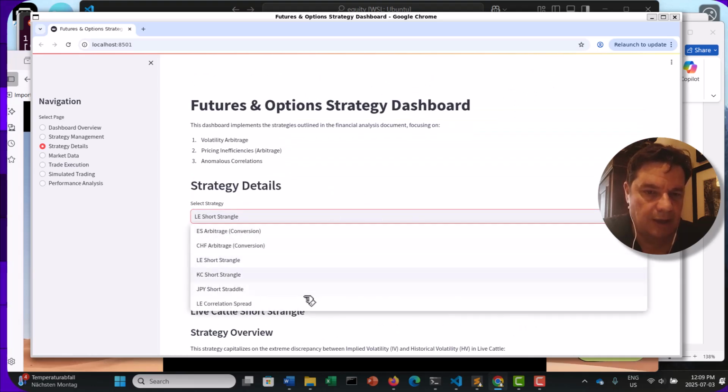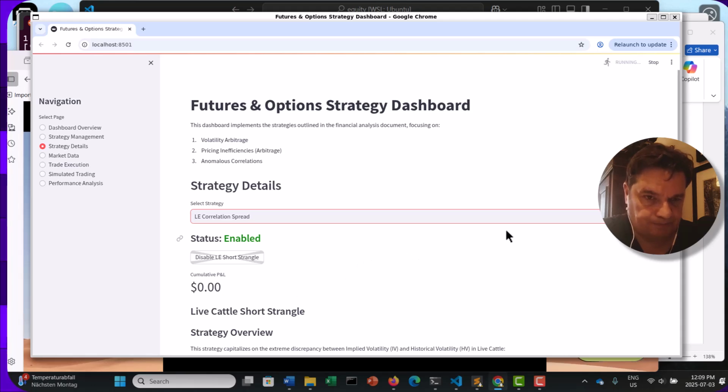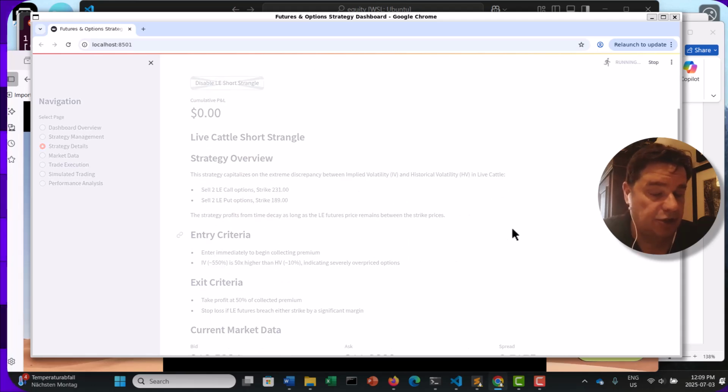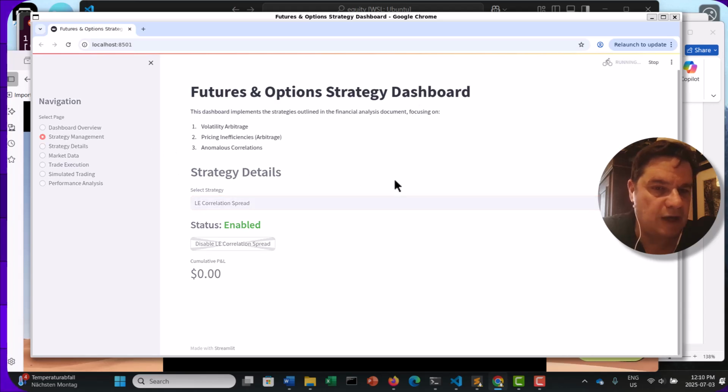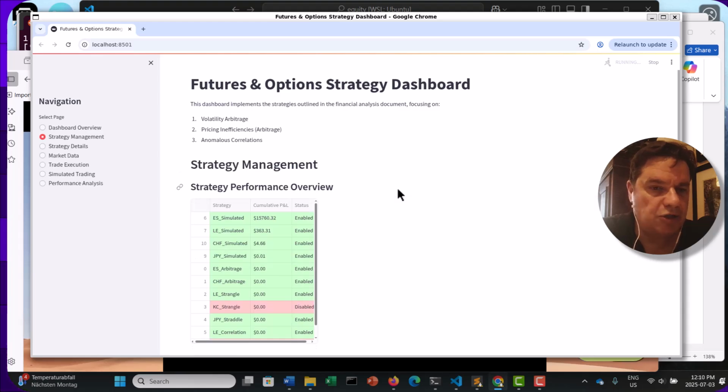I'll show you the other lumber as well, or cattle. I'm not going to show you the currency ones because they just don't make as much. But if you're a member of mine, you can clearly see. So there's no data here. This dashboard. Okay, so we've got strategy management here. Let's see what we got in here. Now I want to show you this.